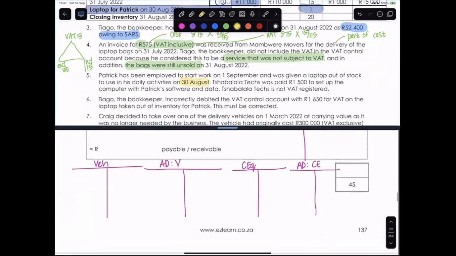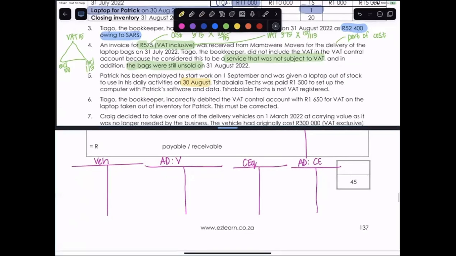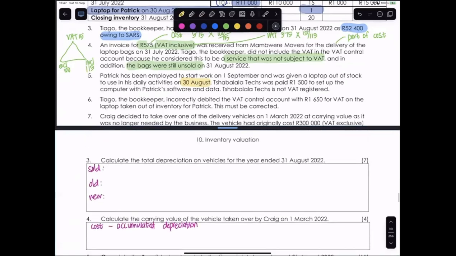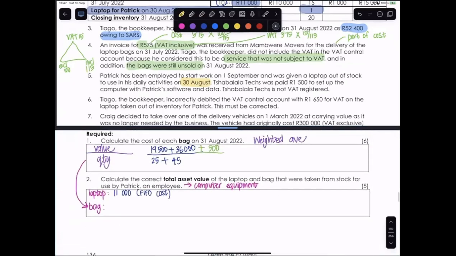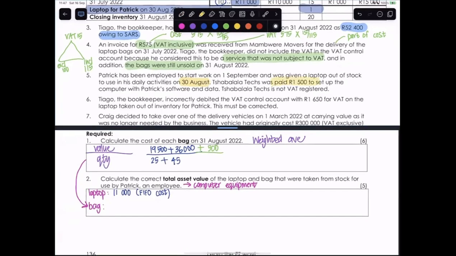So it means that my computer equipment account is going to have an increase of the new computer that was taken out of stock. We don't yet know the total value because the total value we are going to calculate over here. We know that once we've got the total bag amount, we can add it in. We can then see that Chabalala Tex was paid 1,500 Rand to set up the laptop with the software and data.